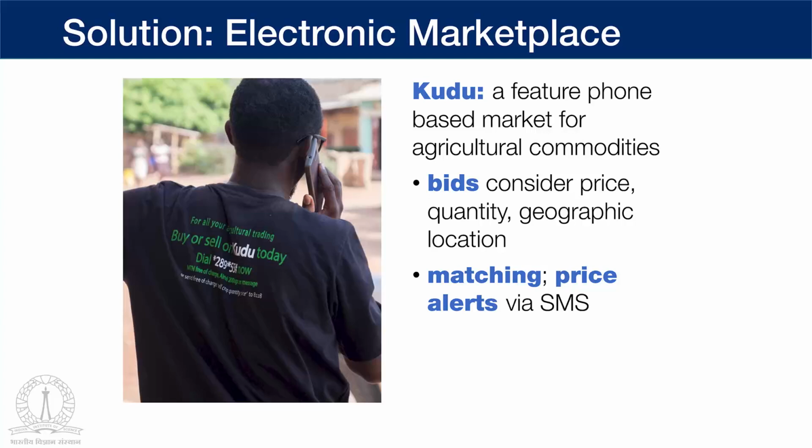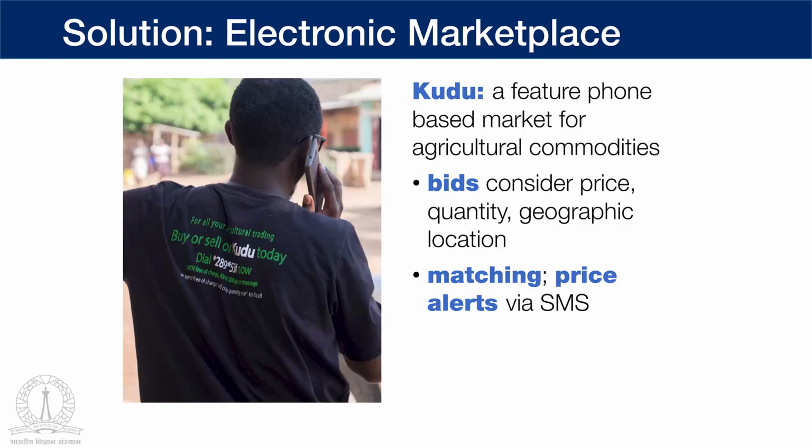And so you can make a bid that considers price, quantity, and geographical location, and then we would construct a matching, and we would send back an SMS saying, we found you somebody to trade with, in this place. And we actually deployed this thing in Uganda. We had these outreach workers. So this was a training worker out in a village in Uganda. I took a picture of his shirt, and his shirt has instructions on it for people about how to use Kudu.